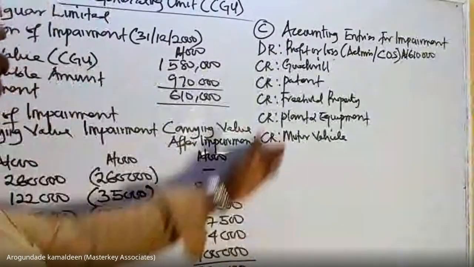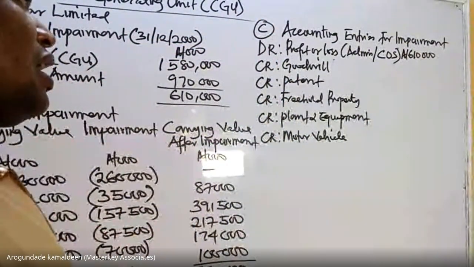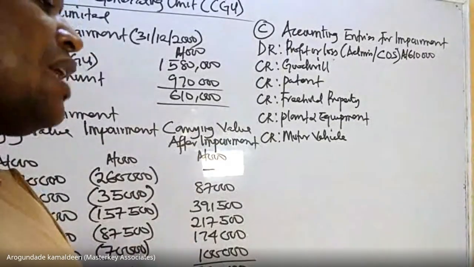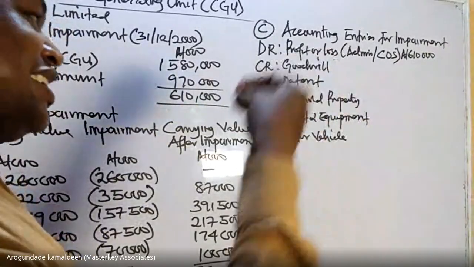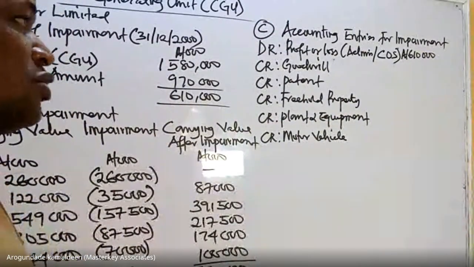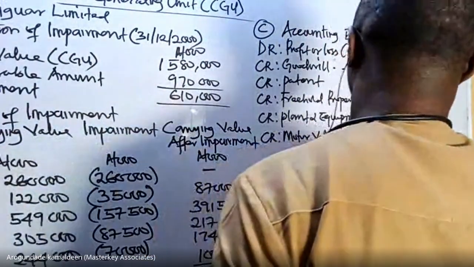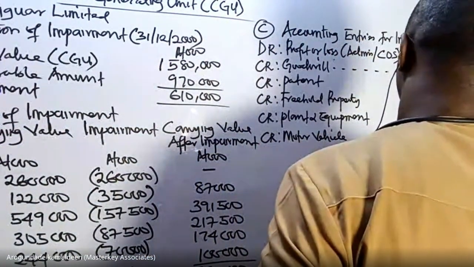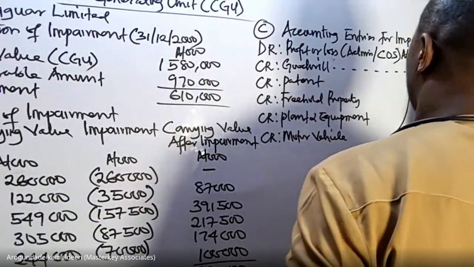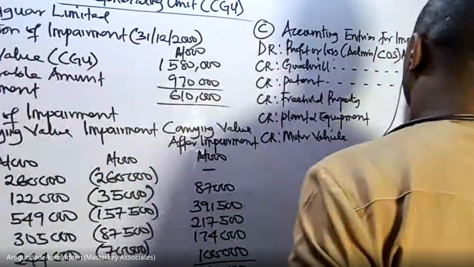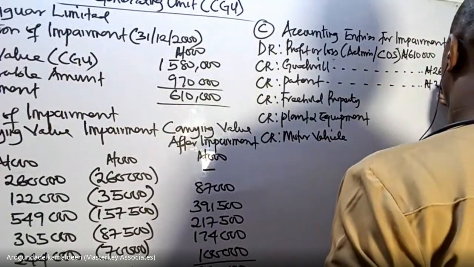So now, all these assets are affected. Remember, you debit the profit or loss for the impairment, and you reduce each asset by the amount of its impairment. So now, for goodwill, it's 260. For patent, it's 35.